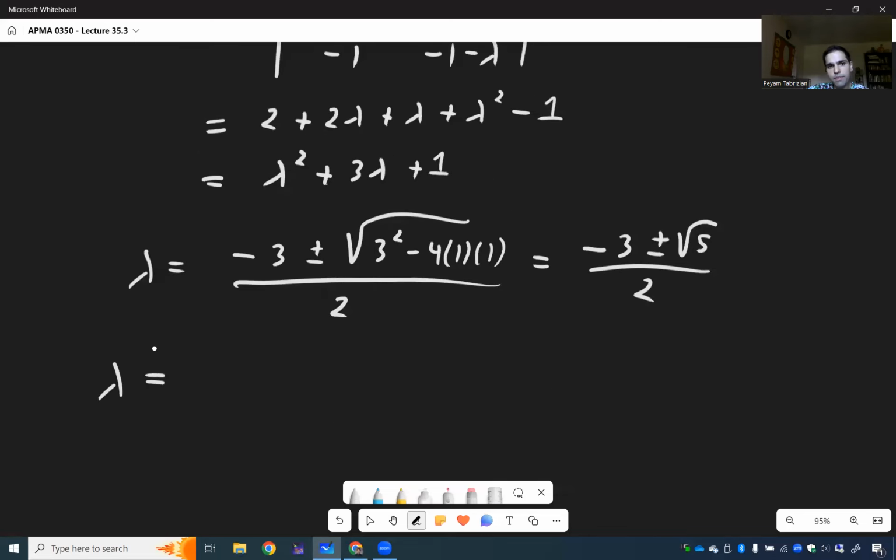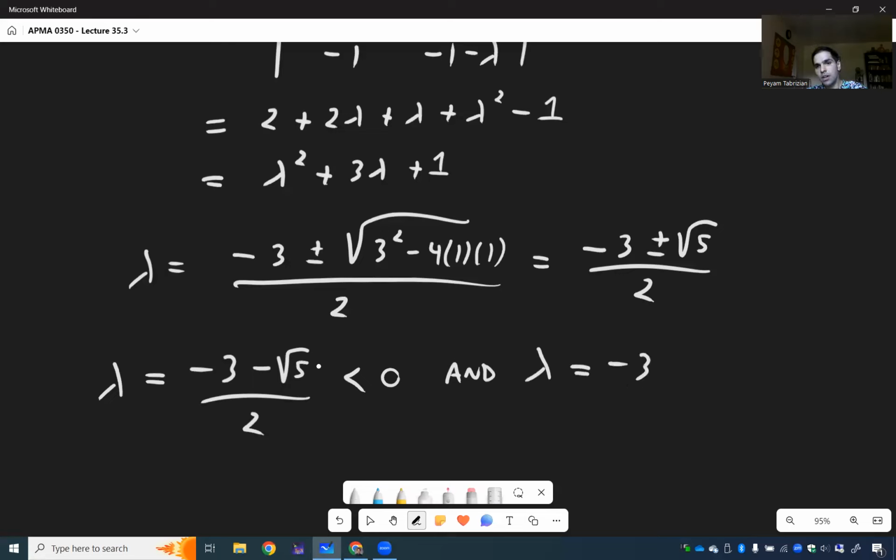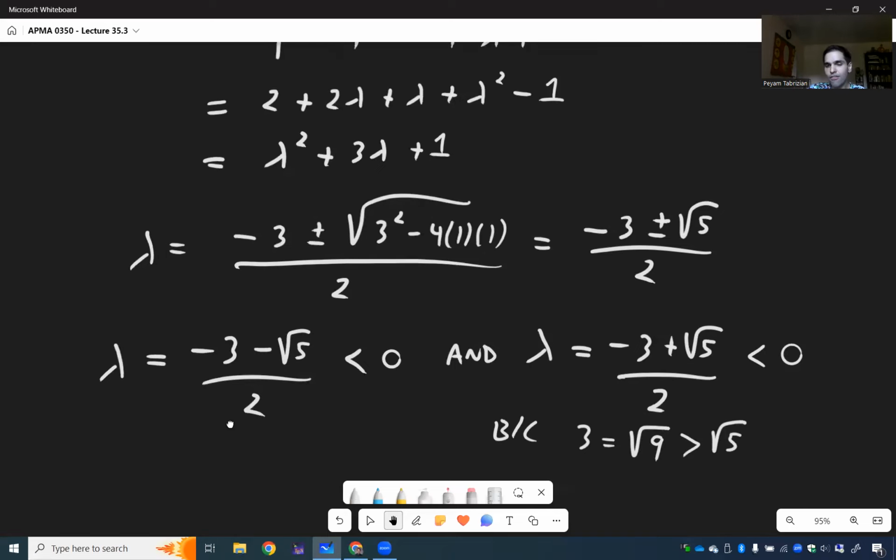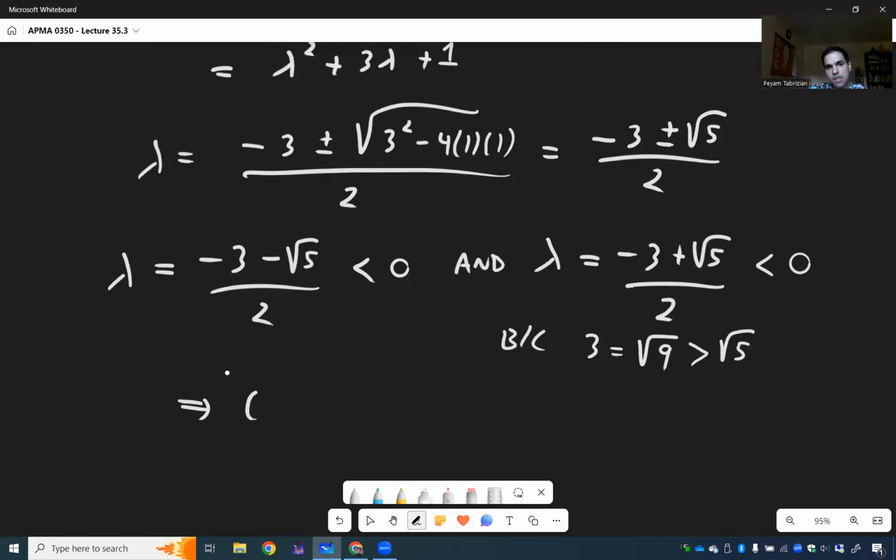And that gives you lambda is (minus 3 minus square root of 5) over 2, which is negative. And lambda is (minus 3 plus square root of 5) over 2, which is, it turns out, also negative because 3 is the square root of 9, which is bigger than the square root of 5. So you're adding the square root of 5 to minus 3, which is bigger in magnitude, and so you get negative, and therefore (1, 1) is stable.